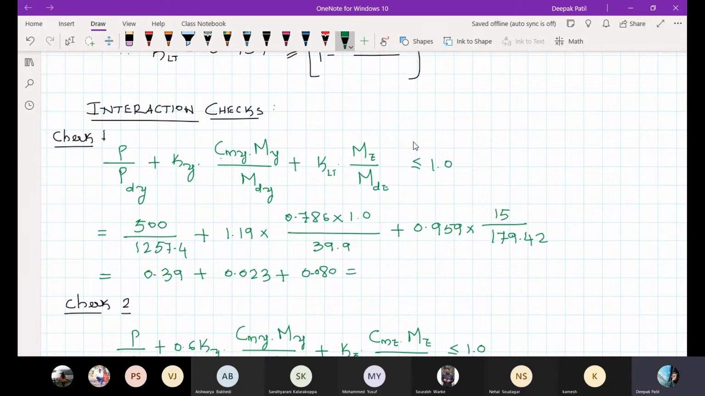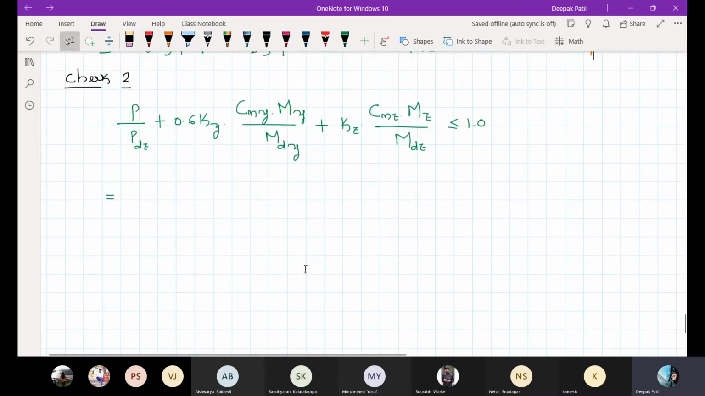So this value I'll get as 0.39 plus 0.023 plus 0.080. You can check, this is coming out to be 0.493. Since this is less than 1, hence safe. Check 1 is safe. Let us do the same thing for second check also.